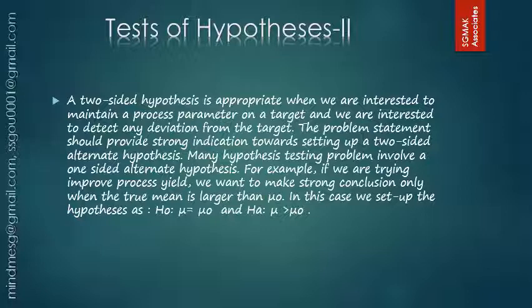Many hypothesis testing problems involve a one-sided alternate hypothesis. For example, if you are trying to improve process yield, we want to make a strong conclusion only when the true mean is larger than mu naught. In this case, we set up the hypothesis as null: mu equal mu naught, and alternate: mu greater than mu naught.